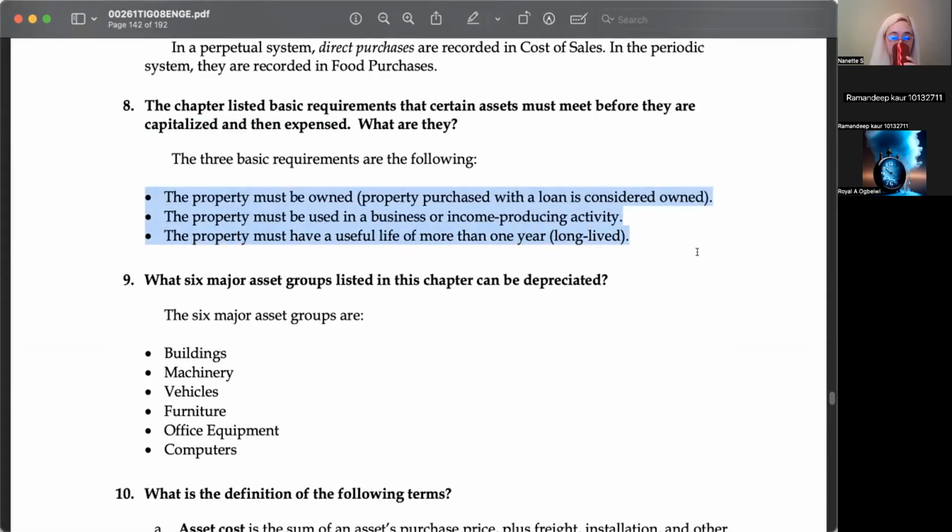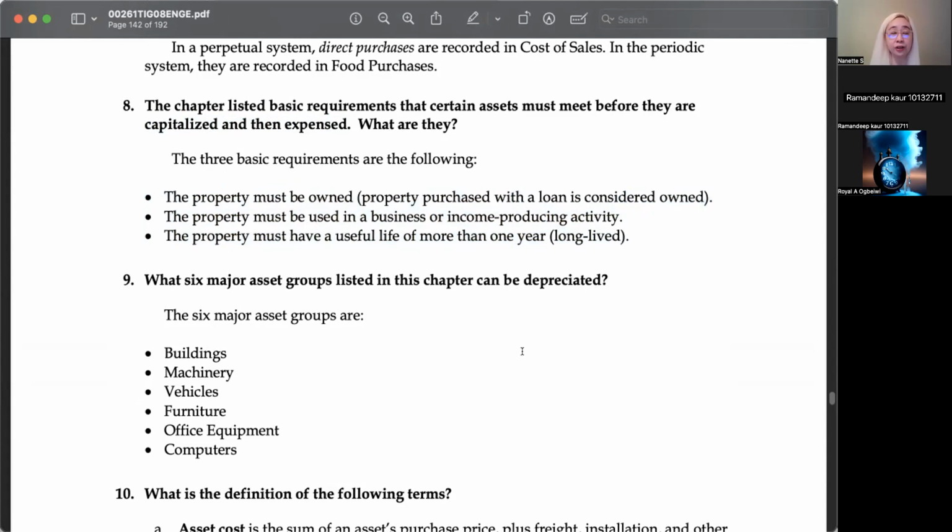The three basic requirements are the following. 1. The property must be owned. Property purchased with a loan is considered owned. 2. The property must be used in a business or income producing activity. 3. The property must have a useful life of more than 1 year, long lived.